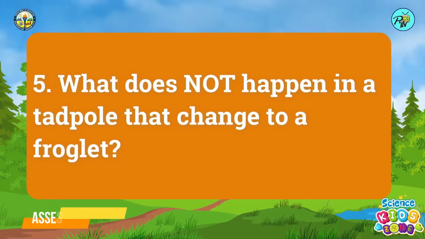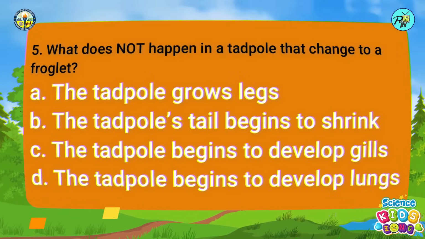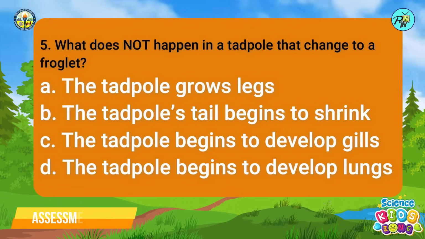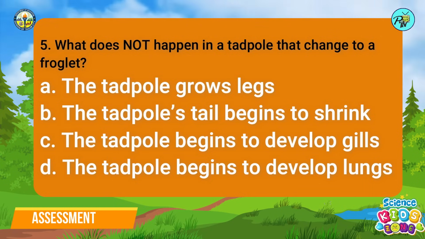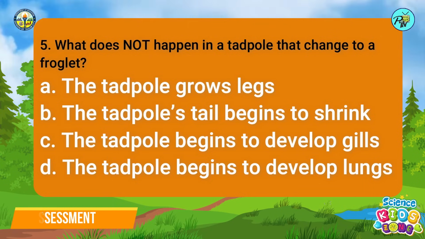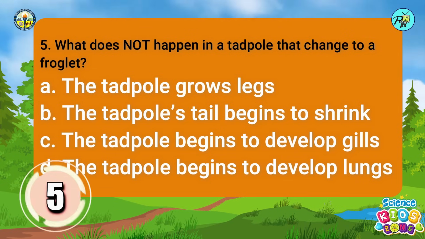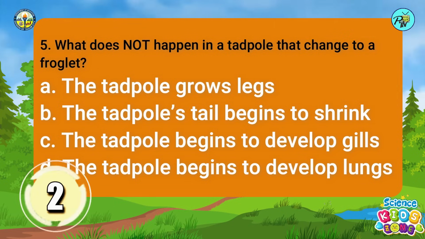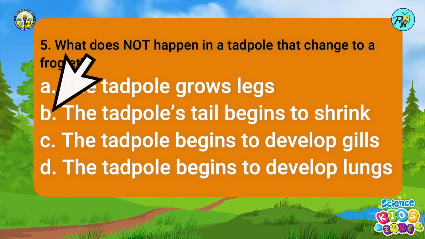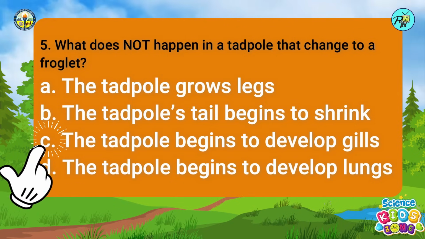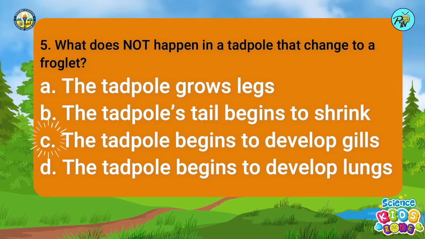And number 5, what does not happen in a tadpole that changed to a froglet? A. The tadpole grows legs. B. The tadpole's tail begins to shrink. C. The tadpole begins to develop gills. And letter D. The tadpole begins to develop lungs. What is your answer? You're right! The correct answer is letter C. The tadpole begins to develop gills.